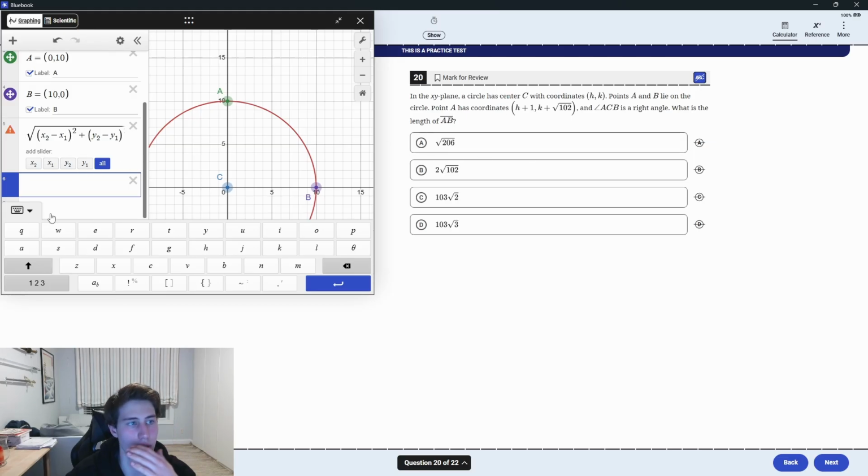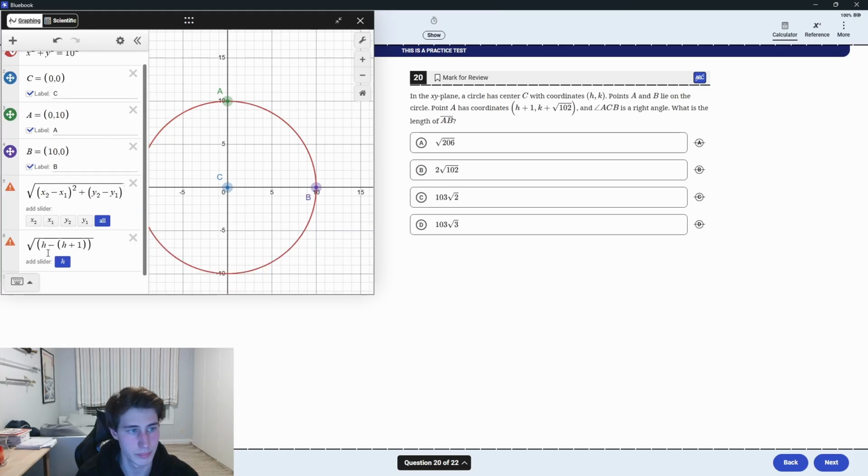So let's plug in our constants. And when you get a bunch of weird constants like h, k, and stuff like that, chances are they're going to cancel out when you plug them into the right formula. So let's plug it in. Square root of x2, which we'll call C, x2. So we'll do h minus h plus 1, because that's our x coordinate of both.